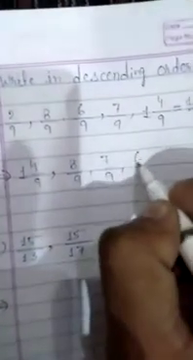After that 8 upon 9. After that 7 upon 9. Then 6 upon 9. And then 2 upon 9. So now these fractions are arranged into descending order.